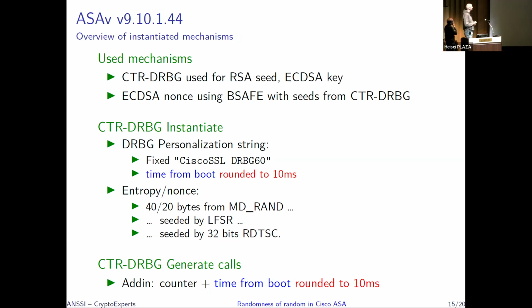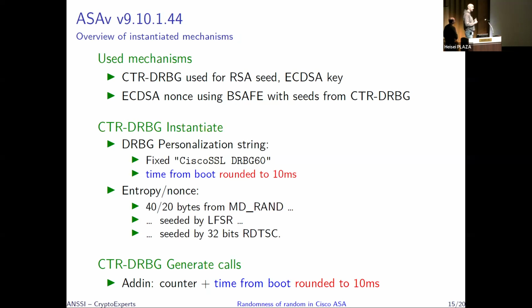This is the main deterministic generator for RSA seed and ECDSA key. The ECDSA nonce is requested to be safe, which is seeded from the CTR DRBG. The interesting part is the instantiate, where there are two main parts. The personalization string is almost fixed, with only the time from boot rounded to 10 milliseconds being used to provide variability. And the most important part in DRBG instantiation should be the entropy nonce, which is provided during the instantiation.